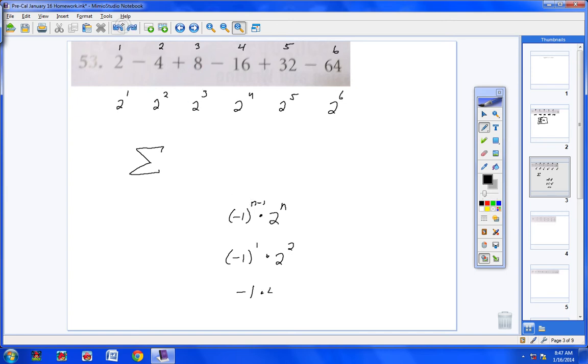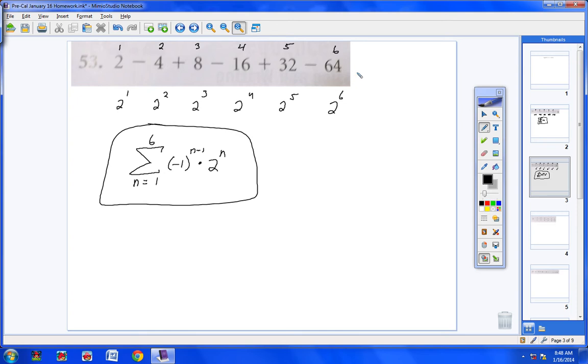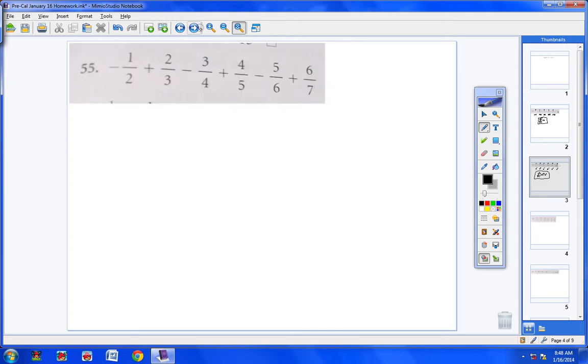So it does work. So let me review this for you again one more time. Whenever your signs are alternating and the first term is positive, you do not want to put negative 1 to the n, you want to put negative 1 to the n minus 1. So there we go. We've got our expression. Now, I used n, so I'm going to go ahead and put n right here. N starts with term number 1 and goes all the way to term number 6. And there's no dots at the end. So that's it. All right, let's try number 55.